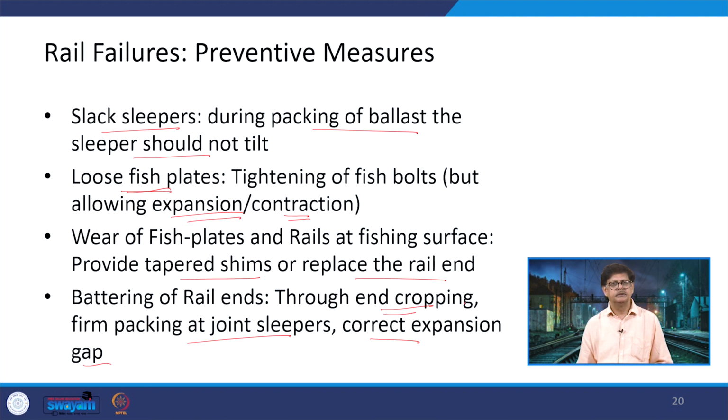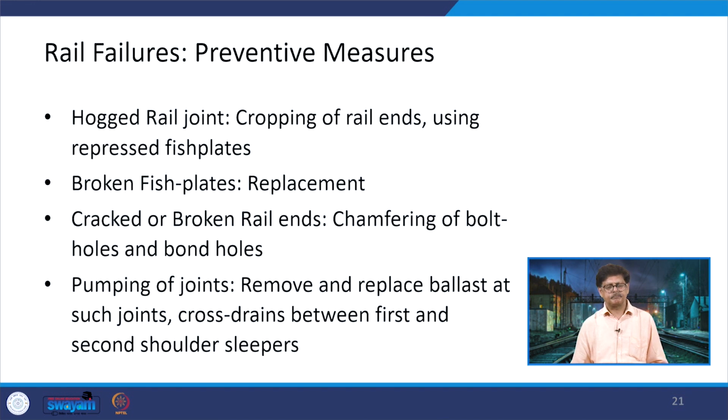So, once you have cropped it, you will put another rail section there, and then the packing will be done at the joint, because this joint sleeper will be the first sleeper from the joint itself, and the expansion gap has to be correctly provided. In case there is a hogging of the rail joint, then cropping of the rail ends is to be done using the repressed fish plates. So, first of all we will remove that particular section, and then some other rail section has to be placed, and on top of that the fish plates are going to be further repressed.